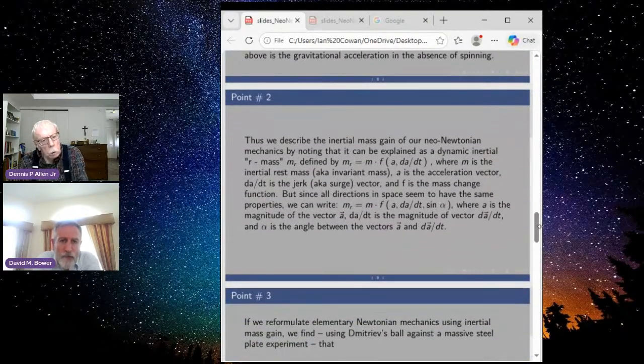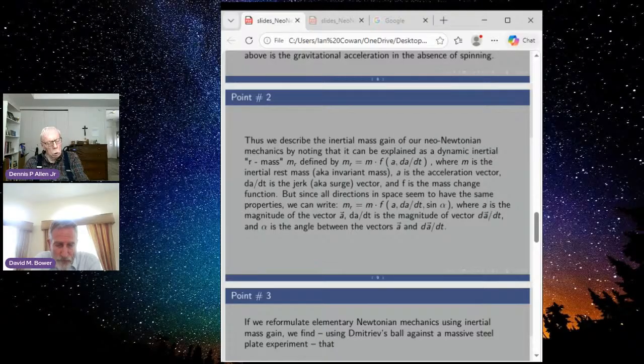So thus we describe the inertial mass gain of our Neo-Newtonian mechanics by noting that it can be explained as a dynamic inertial R mass, m sub r, defined by m sub r equals m times a function of acceleration and jerk, where m is the inertial rest mass. We can call that the invariant mass. A is the acceleration vector, dA dt is the jerk or surge vector, f is the mass change function.